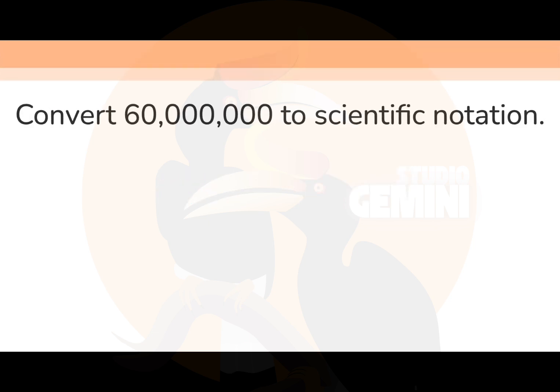For our third example, we are asked to convert 60 million from standard notation into scientific notation. Our first step is to place a decimal point after our first non-zero number. Our first and only non-zero number is 6. So we will place a decimal point after that 6. This becomes the number before the times 10 in our scientific notation.